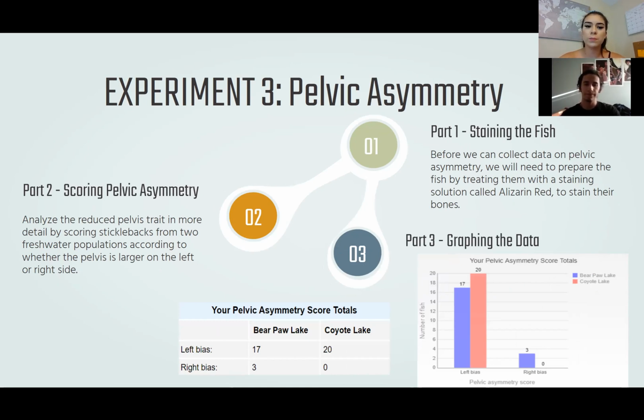Part 2 is scoring the pelvic asymmetry. We're going to analyze the reduced pelvic trait in more detail by scoring sticklebacks from 2 freshwater populations according to whether they have a larger pelvis on the left side or on the right side, making them either left bias or right bias. Then part 3 is our data again. You can see that in Bear Paw Lake and Coyote Lake, the majority of the fish will have left bias.